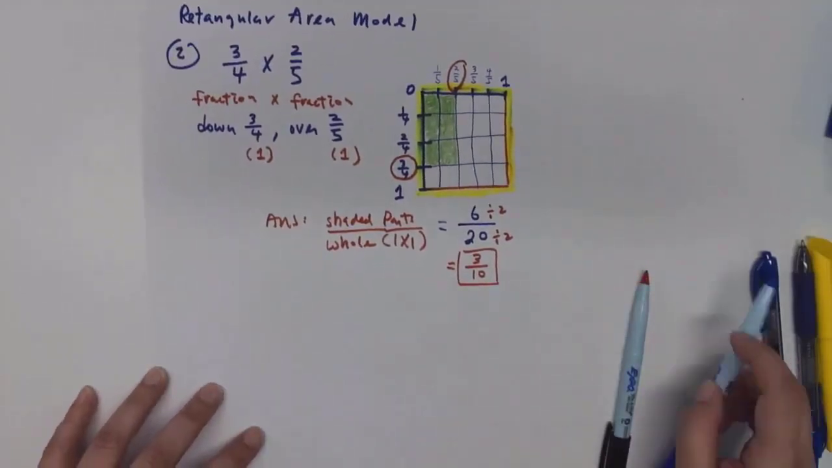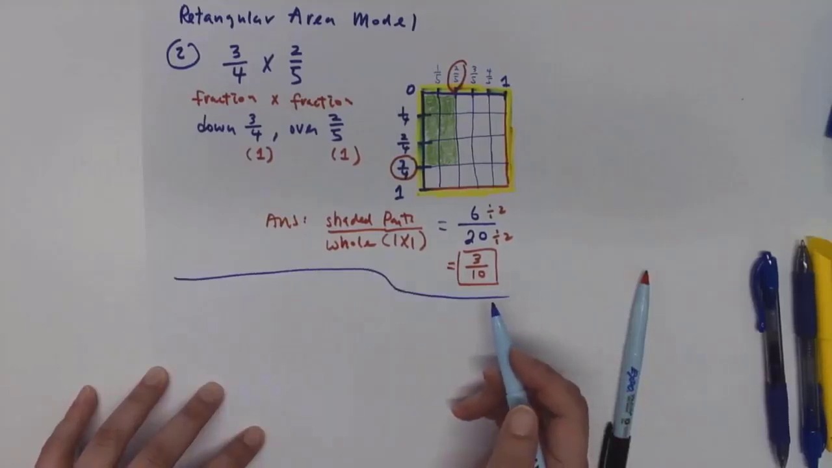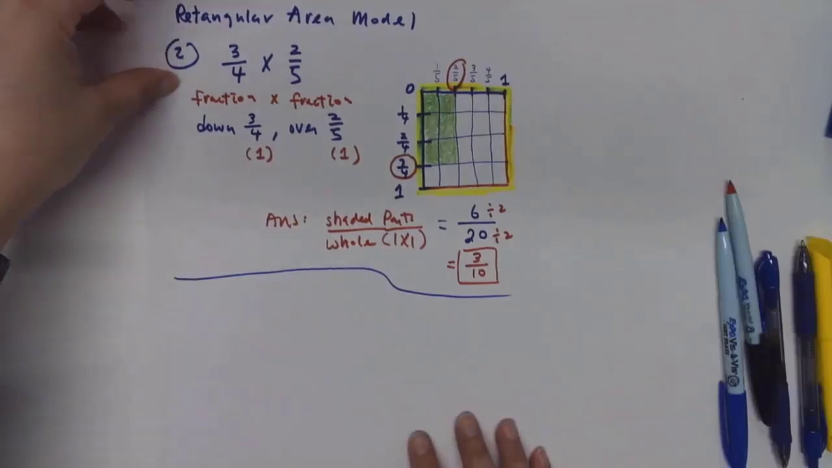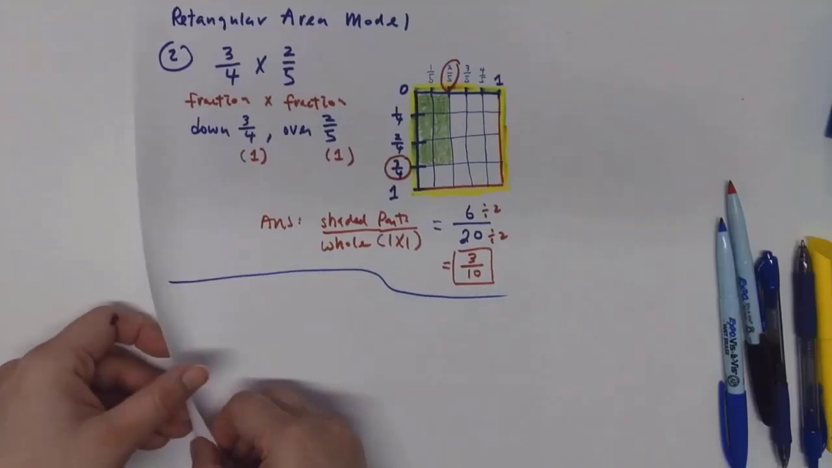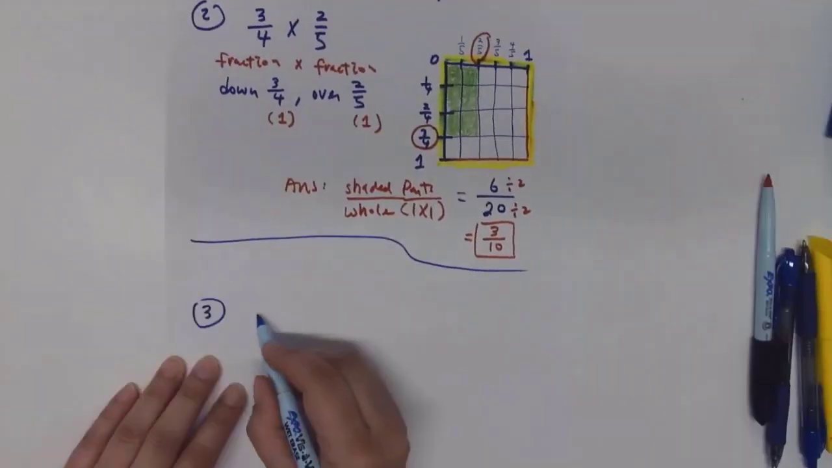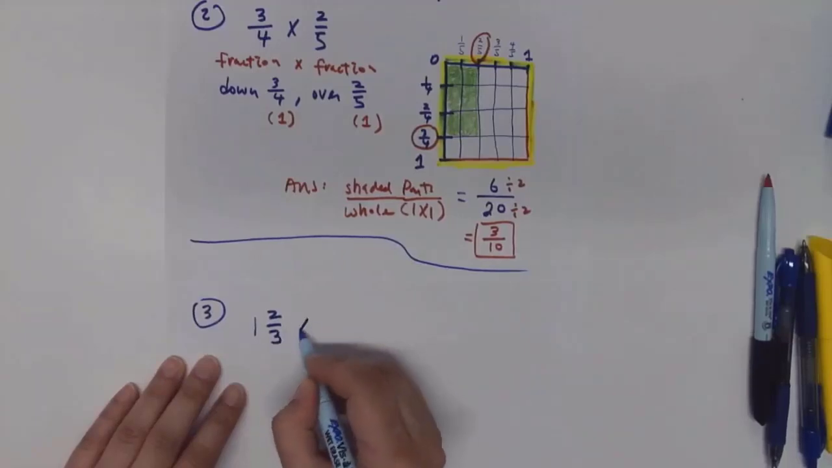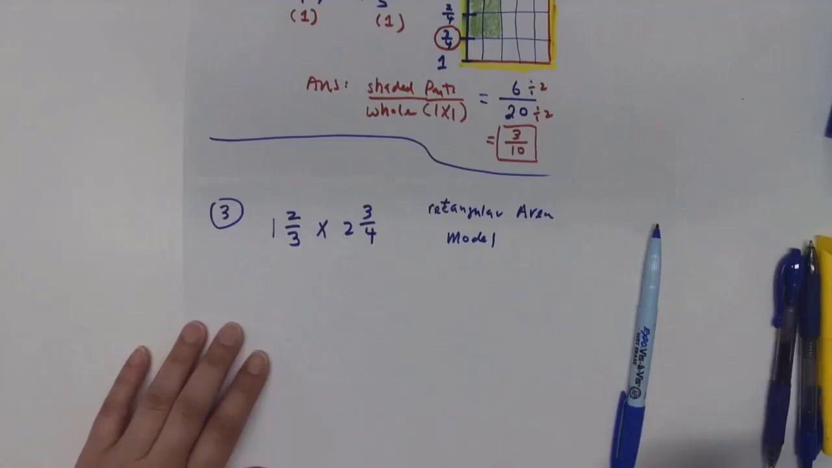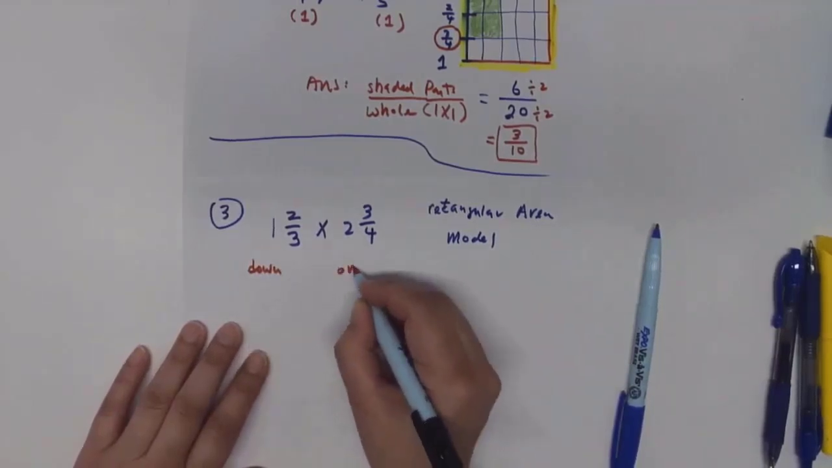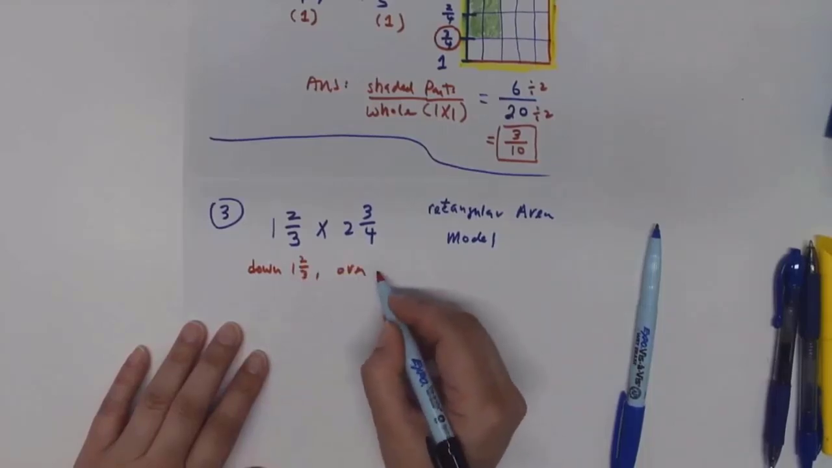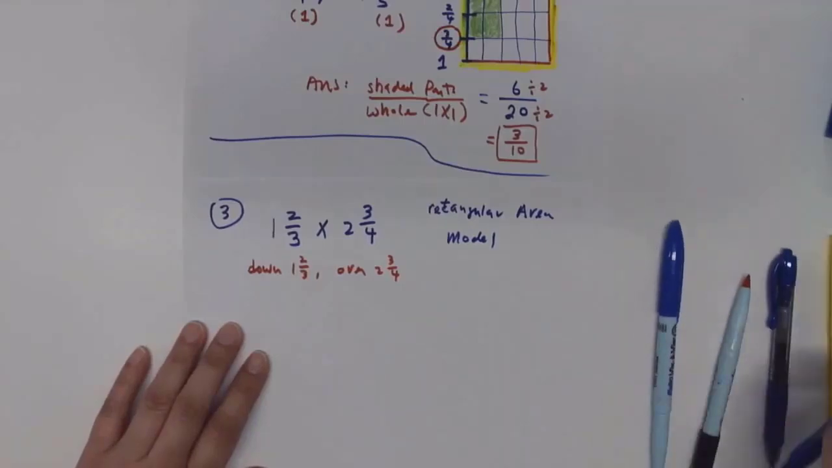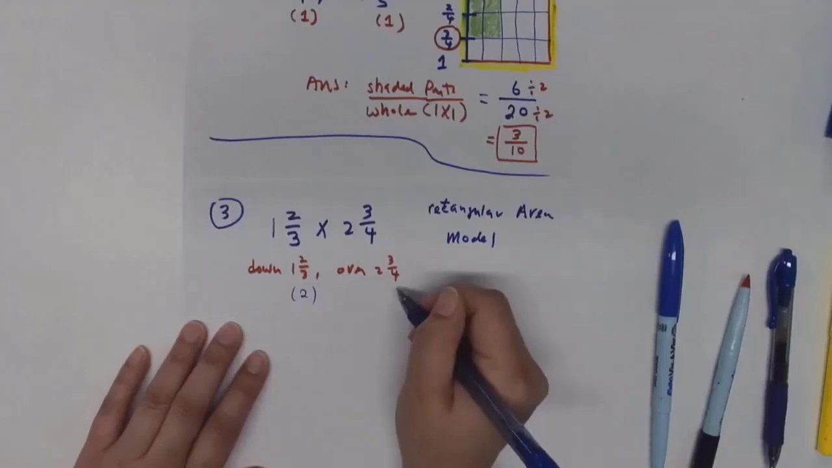Any questions on number 2, the second example for multiplication with the rectangular area model? For the next one, this would be the more difficult one because I'm going to do a mixed fraction times another mixed fraction: 1 and 2/3 times 2 and 3/4 using the rectangular area model. This means I go what direction to what direction? Down and over. This is 1 and 2/3 down, over to 2 and 3/4. Essentially, I need to go to the next whole number. So I'm going down to 2 and over to 3.